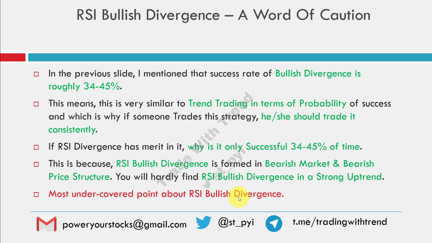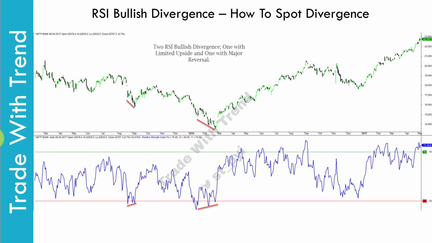So let me repeat this again. RSI bullish divergence is formed more in bearish market conditions, which is why it is subject to failure as well. Always keep this in mind when you are using divergence as your trading strategy. So now let me show you how to spot high probability RSI bullish divergence signals.